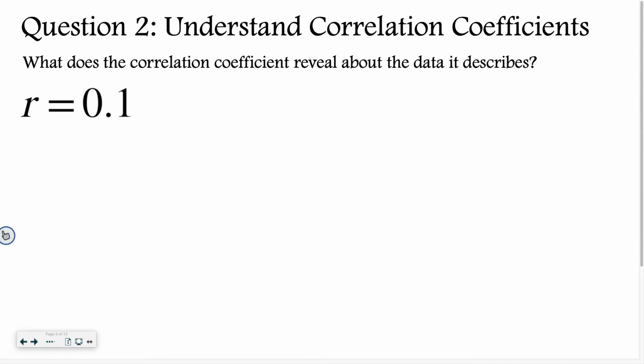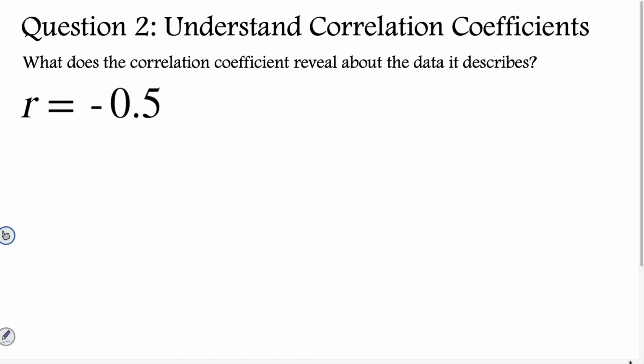All right, so what does the correlation coefficient reveal about the data it describes? What would you say about an R value that's 0.1? Go ahead and take a second to think about that. Hopefully you said that would be a weak correlation coefficient, and you could also say that it's a weak positive, right? Because it is a positive value that was listed.